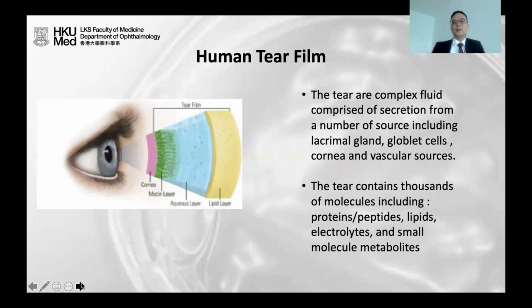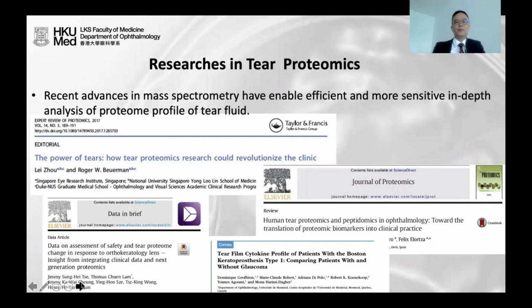The human tear film is a complex fluid comprised of secretions from a number of sources, including the lacrimal gland, goblet cells, cornea, and a vascular source. The tear film contains thousands of molecules, including proteins, peptides, lipids, electrolytes, and small molecular metabolites. Recent advances in mass spectrometry have enabled efficient and more sensitive in-depth analysis of the proteomic profile of tear fluids.